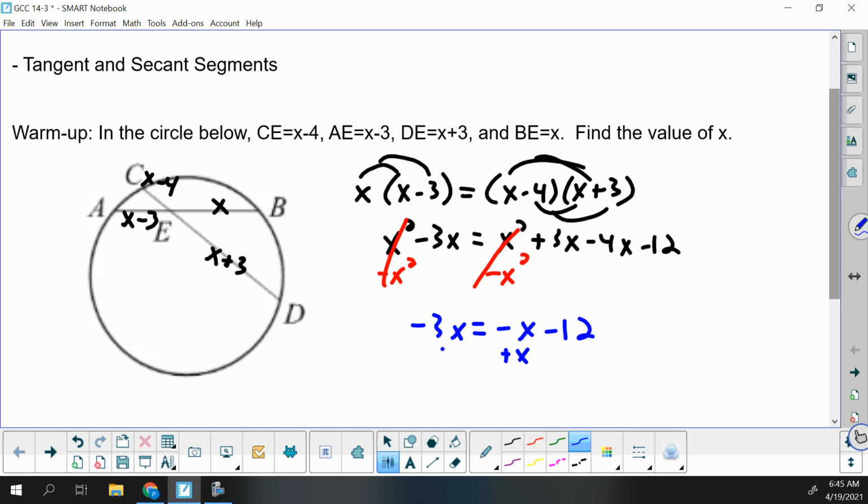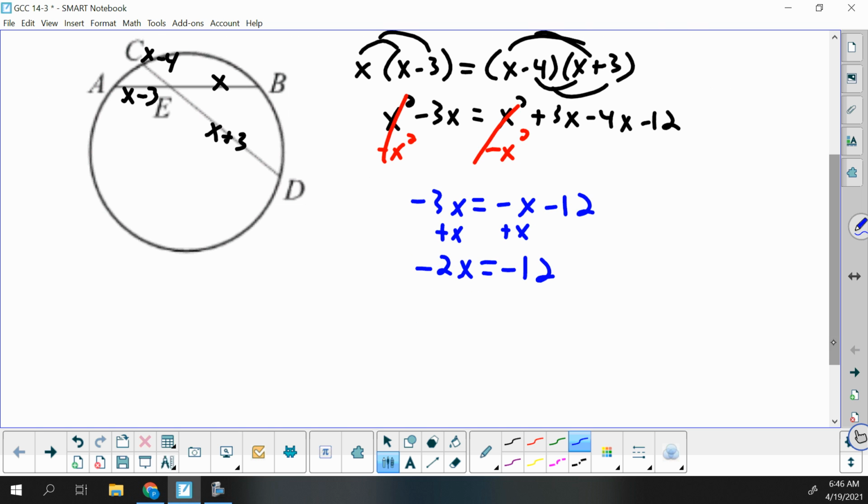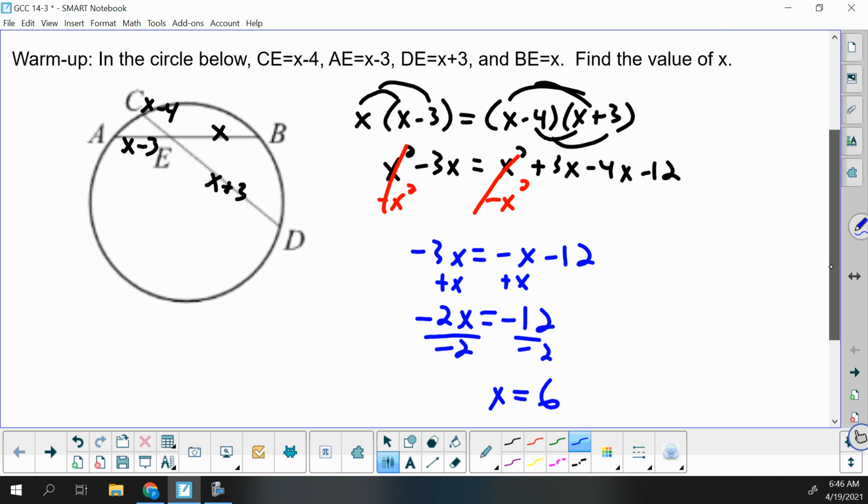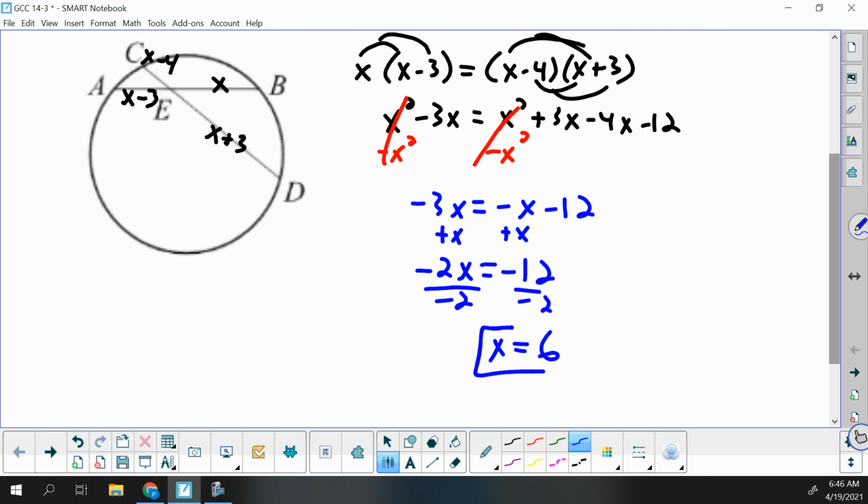We'll add the x over to give us negative 2x equals negative 12. And when we divide by negative 2, we get x equals 6. Reread the question to see if they wanted x or subbing in, and we just wanted to find the value of x here.